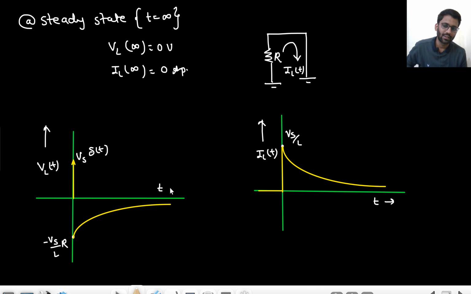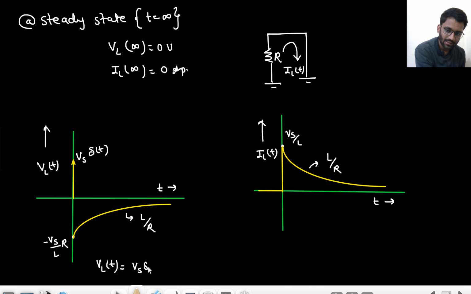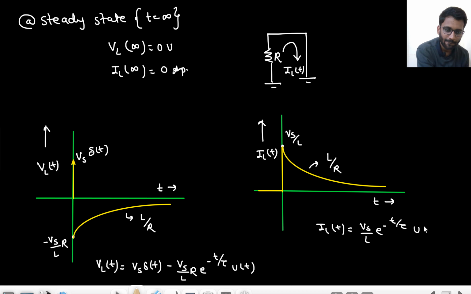And what is the time constant? Everyone can see, the time constant is L by R. Here also the time constant is L by R. If you want to write down the equation of V_L(t), that is Vs delta(t) minus Vs by L into R e to the power minus t upon tau u(t). And in case of I_L(t), from Vs by L it decays down to 0.